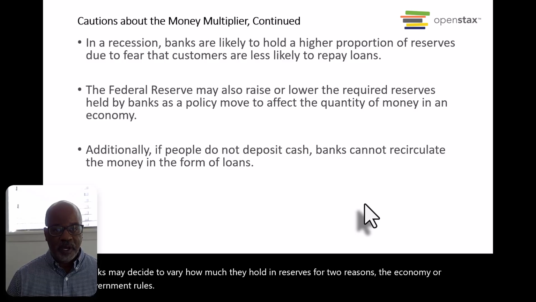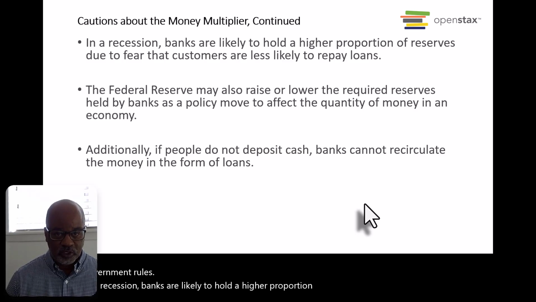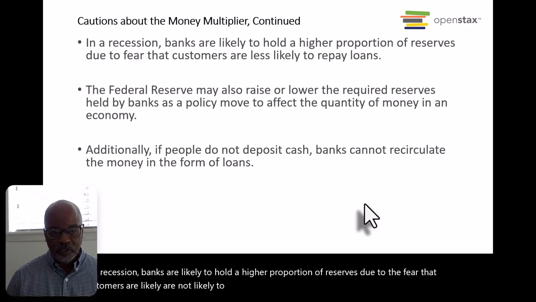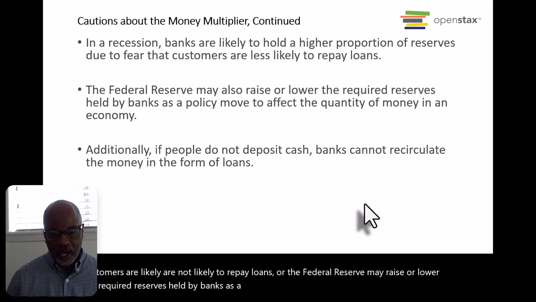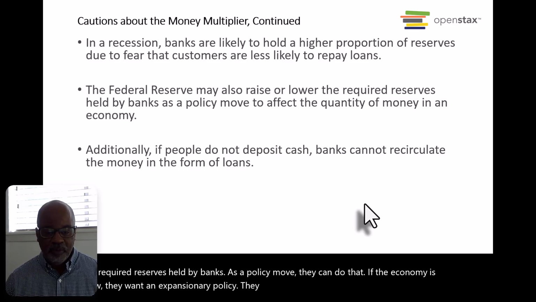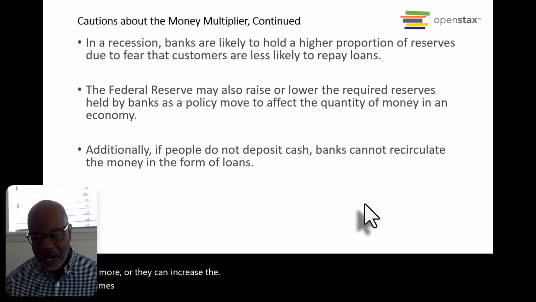In a recession, banks are likely to hold a higher proportion of reserves due to the fear that customers are not likely to repay loans, or the Federal Reserve may raise or lower the required reserves held by banks as a policy move. They can do that if the economy is slow and they want an expansionary policy. They can lower the reserve, meaning banks can loan out more, or they can increase the reserve in times the economy is hot or over-expanding and they want to slow it down.